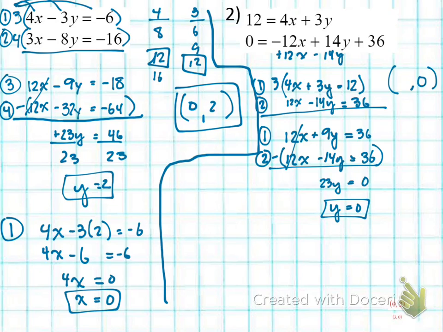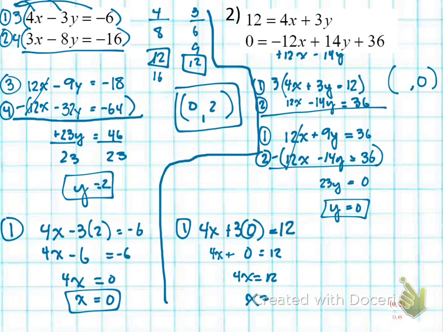Plugging it back into whatever equation I want. I'll pick equation 1. Okay. Equation 1 said 4x plus 3y is equal to 12, and we said y is equal to 0. So we're going to put 3 times 0. So we got 4x plus 0 is equal to 12. 0 disappears, we got 4x is equal to 12. Divide both sides by 4, x is equal to 3. So we plug in 3 as our x coordinate. So 3, 0 is our second answer.